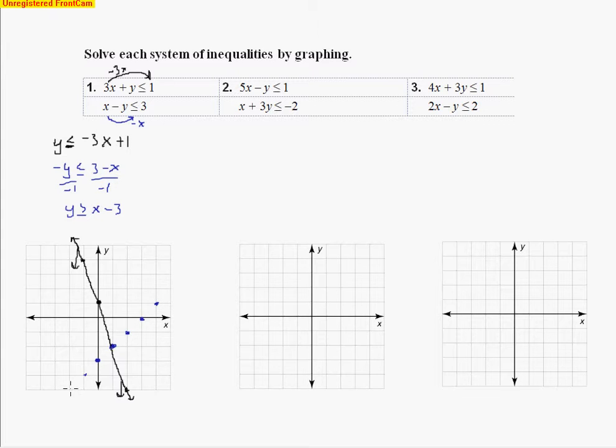So that allows me to draw a nice line. I draw a solid line once more because it does equal. And now I look to see which way I shade. The shading says y is now greater. So greater means you shade above the line.